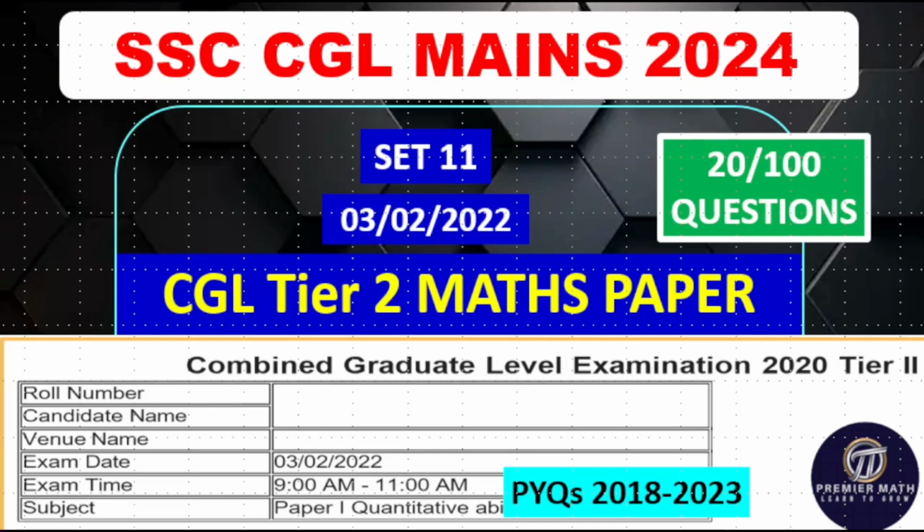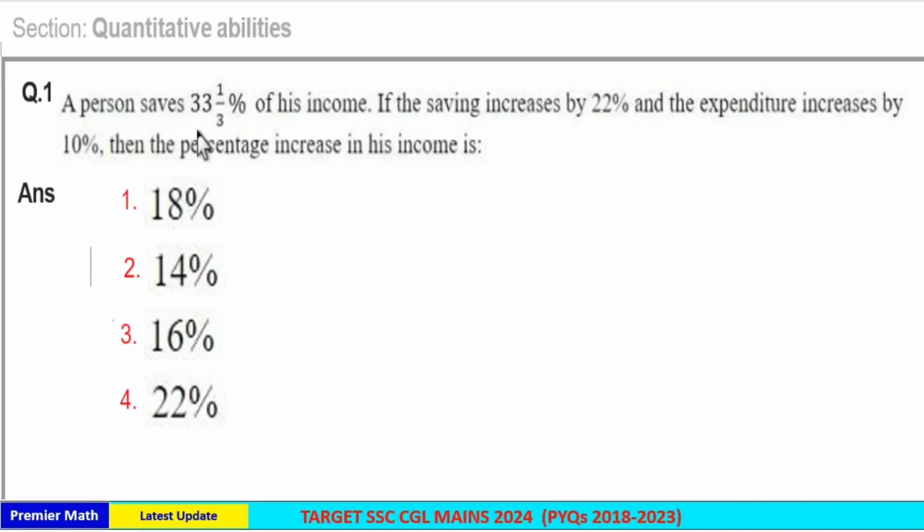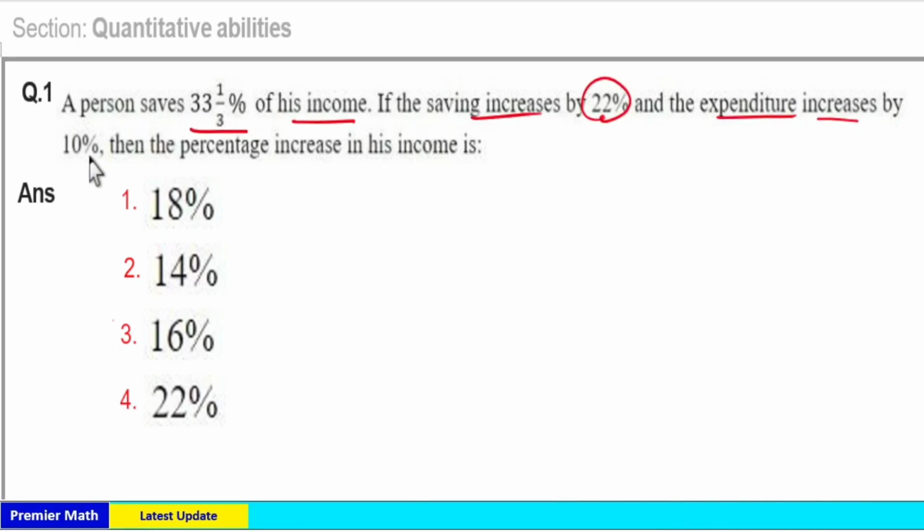Our first question is: a person saves 33 and 1 by 3% of his income. If the savings increases by 22% and expenditure increases by 10%, then percentage increase in his income is.